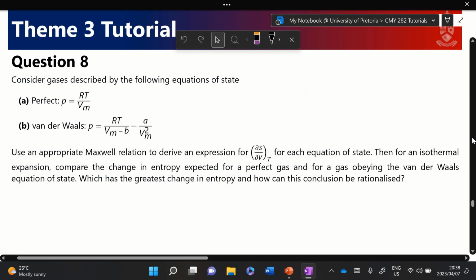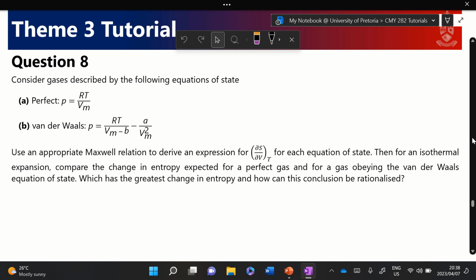Alright, so let's do question 8 of the tutorial. In this we're asked to use an appropriate Maxwell equation or Maxwell relation to derive an expression for the isothermal change of entropy with volume for perfect gases and for van der Waals gases.